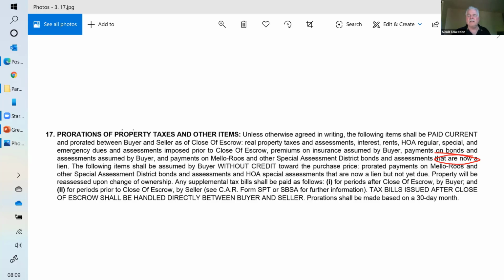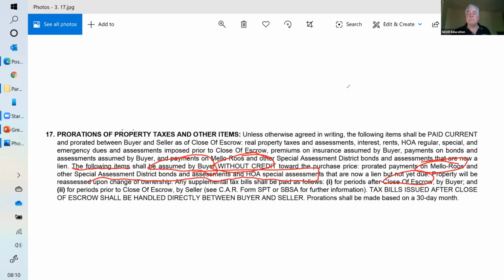If they're not a lien, but the seller is aware of a lien that's coming, then the seller needs to be making that disclosure. Okay. That being said, the following items shall be assumed by the buyer without credit toward the purchase price. So again, prorated payments on Mello-Roos, it's a big deal, okay, and other special assessment districts and bonds assessments and HOA special assessments that are now a lien, okay, but not yet payable. Okay, all right, so they're a lien, but they're not yet payable.